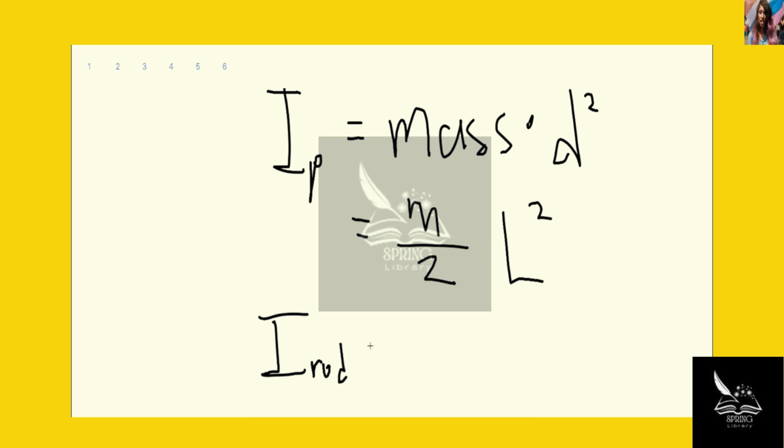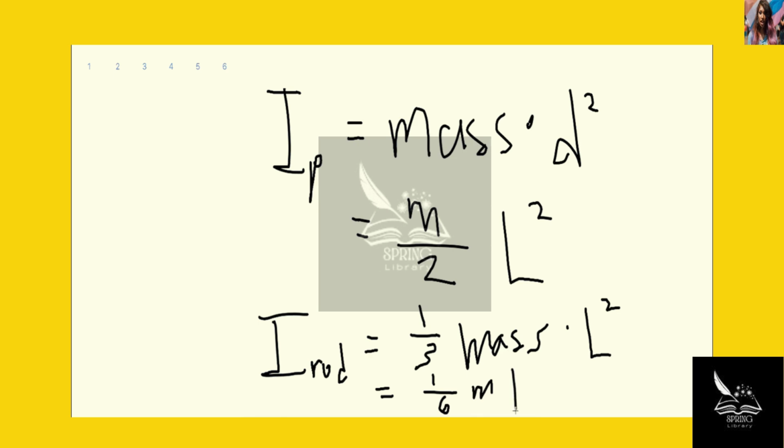But the moment of inertia of a rod is going to be a third times the mass times, well, you can call it L squared. In this case, we're also calling it L, but L is the length of your rod. So here again, we have to replace mass with 1/2 m. So in the end, we're going to get a 1/6 m L squared. Okay. Right, so we add these together, and a half plus a 1/6 is 2/3.